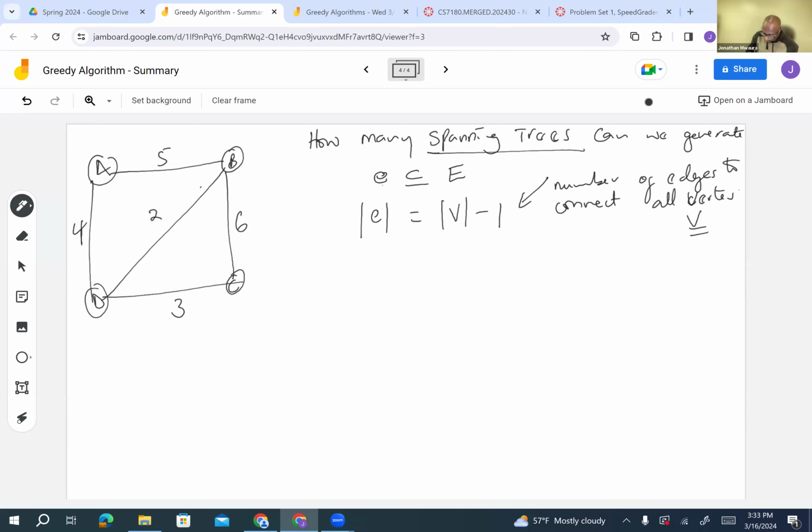Now let's consider two things. Supposing our graph did not have this edge here.